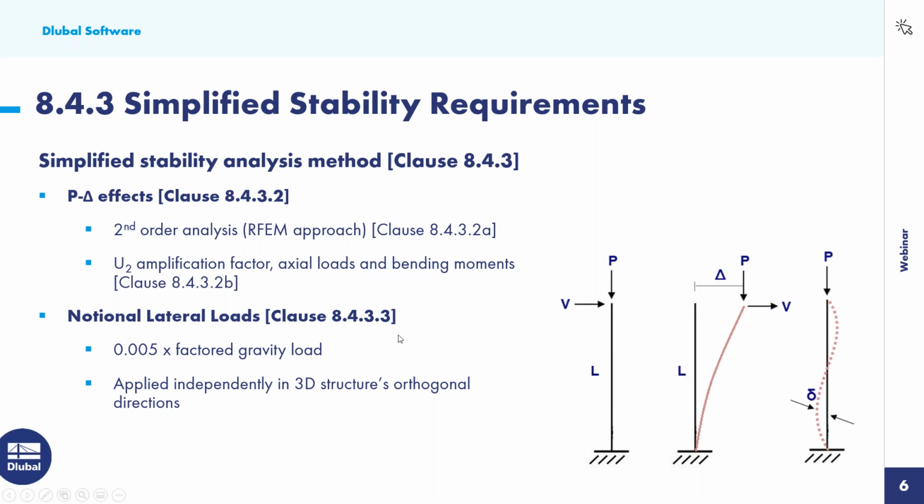Now, it's important that these notional lateral loads be applied independently in the 3D structure's orthogonal directions, and it should be done in such a manner that we're getting the greatest destabilizing effect. So let's say we have lateral load for wind in the X direction. Well, it makes the most sense then that we apply these notional loads in the X direction as well for the greatest destabilizing effect. Wind in the Y, we'd apply a notional lateral load in the Y direction as well.